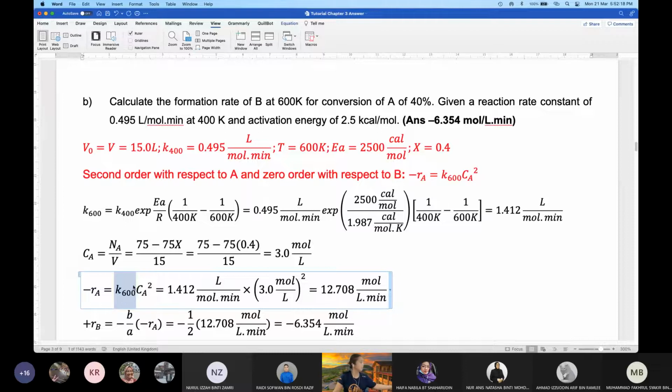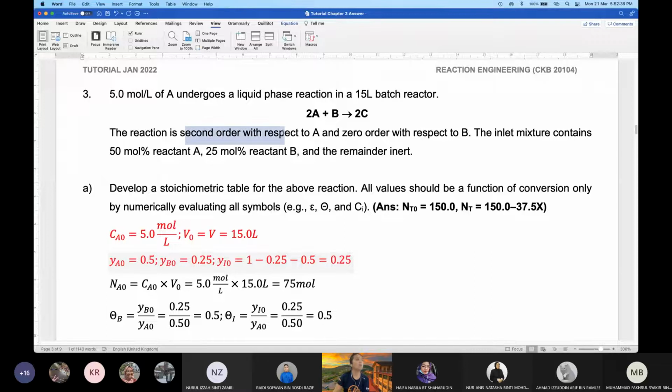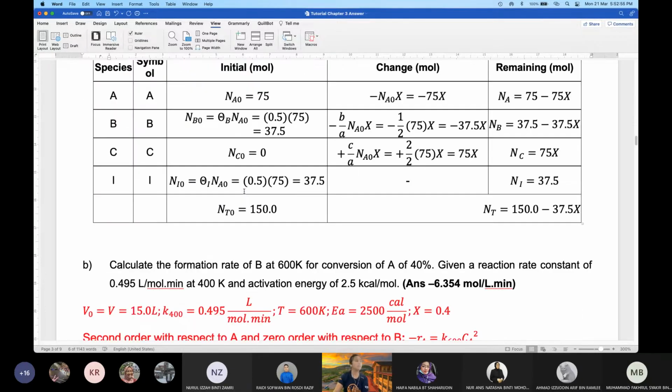Write it down first, indicate that you understand: the K must be K at 600 Kelvin. Then the rate law, the reaction order. You have to check. In this question, they tell us the rate law: second order with respect to A, zero order with respect to B. So technically CA to the power of 2, because it is second order with respect to A, then CB to the power of 0. If you remember, any number to the power of zero equals 1. For example, 4 to the power of 0 is 1. So we don't write the CB part.